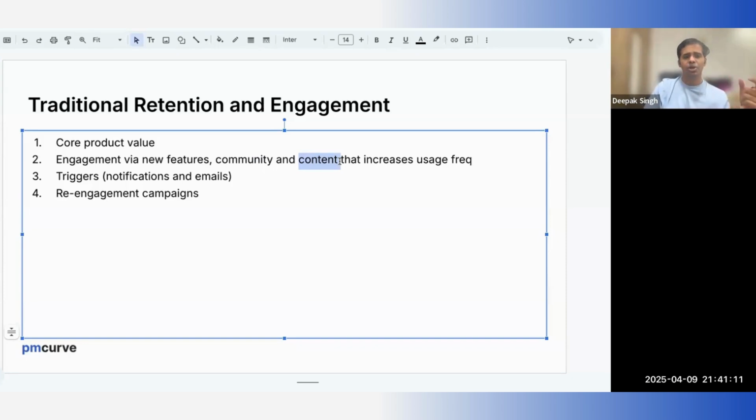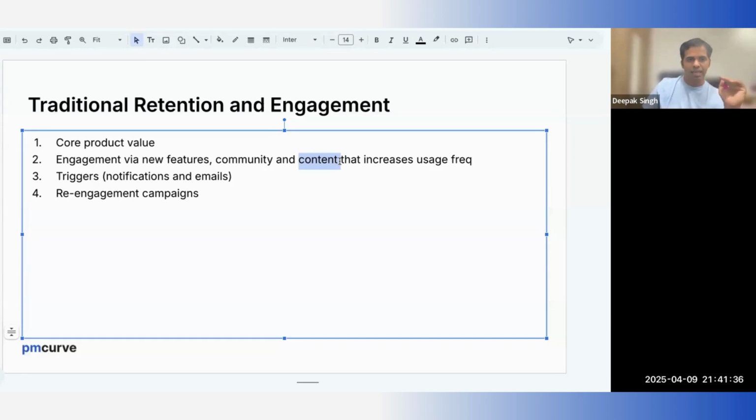The third thing is basically a lot of triggers, because a lot of times people forget. So you add a lot of triggers through notifications and emails to get people back on the app. And if they totally uninstall your app or they're not coming through notifications and emails, what you do is you actually run re-engagement campaigns through marketing, where marketing is showing them, why don't you come back and buy these shoes that you had checked and all that, right?